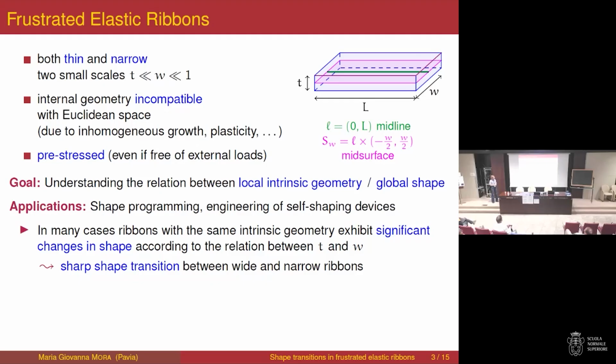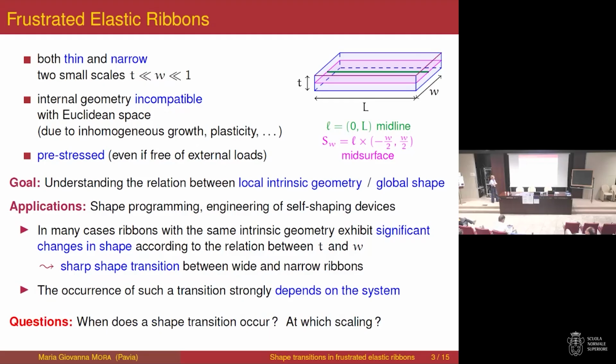However, a shape transition doesn't always occur. It strongly depends on the geometry you are considering. So the question is, when does a shape transition occur? And if it does, what is the critical scaling, the critical ratio between the two parameters, thickness and width, at which we observe a change of shape? These are the main questions.